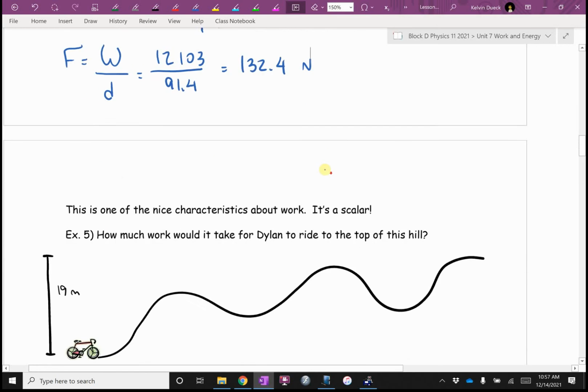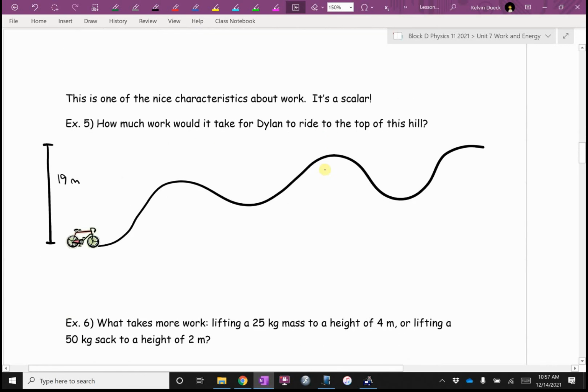Turn the page. This is one of the nice characteristics about work. It's a scalar. It doesn't care what path you took. So what if the hill, instead of being a nice ramp with a nice straight line, how much work would it take for Dylan to ride to the top of this hill? 12,103 joules, because it would still just be mgh. All work cares about is where you started and where you ended. It doesn't care about what you did in between.